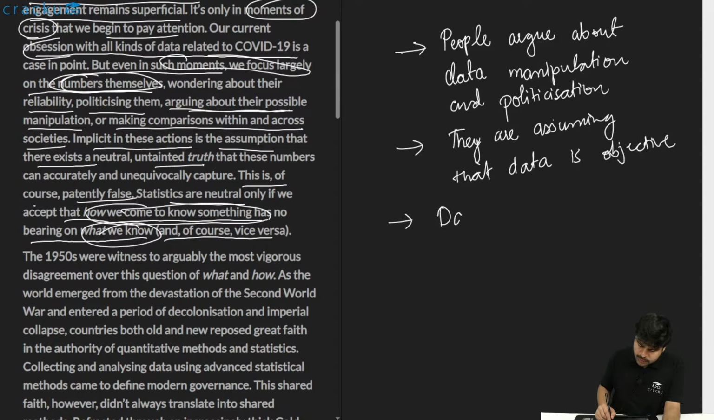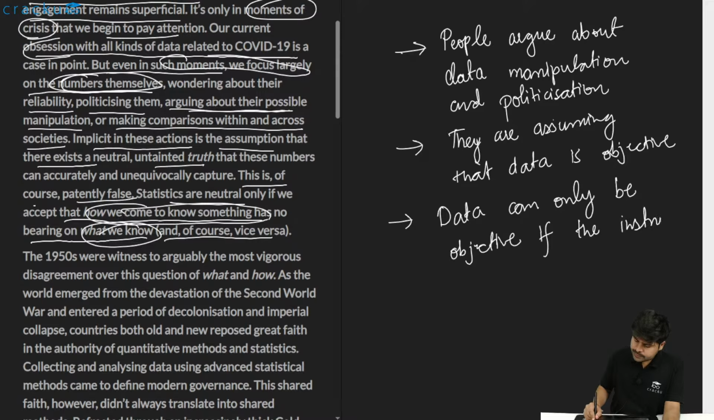Data can only be objective if the instruments that collect data do not reflect bias.